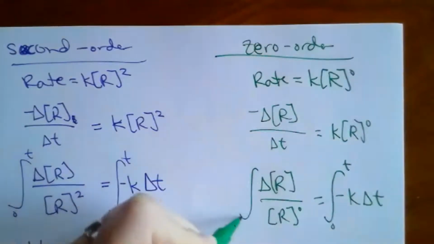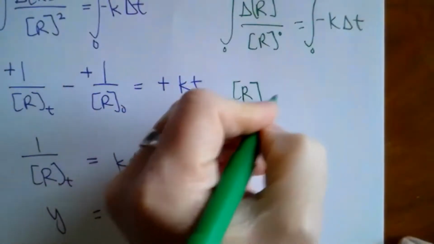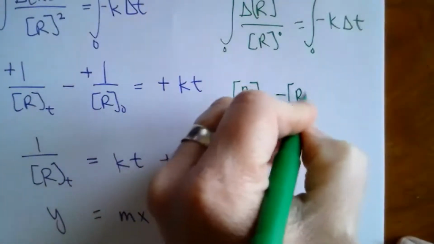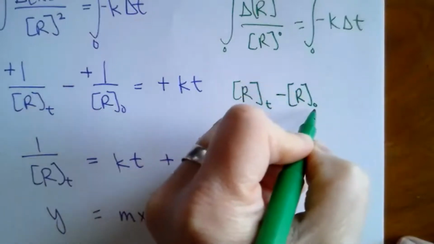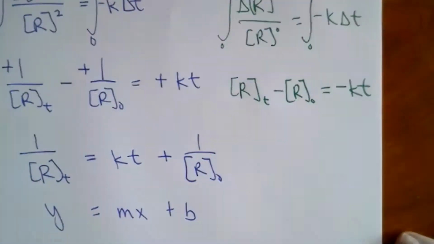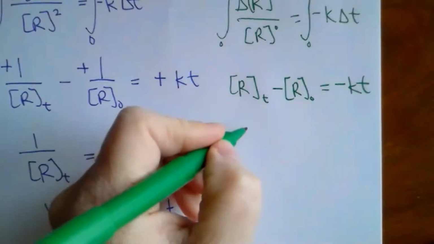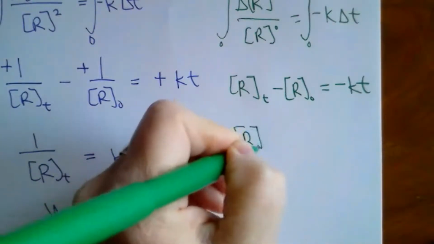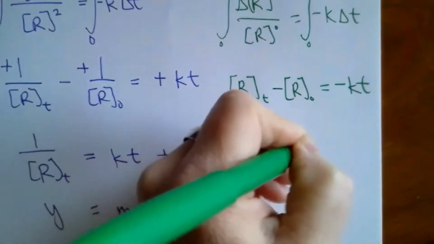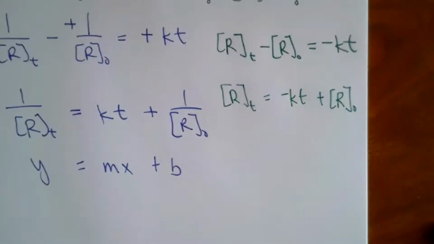Integrating, I know when I say that word, y'all tune out. I get it. Integrating from time 0 to time t, I get R at time t minus R initial, this little 0 is initial, equals negative kt. That's my 0 order concentration time equation. And you guessed it, I can write it in the slope-intercept form to look like this.